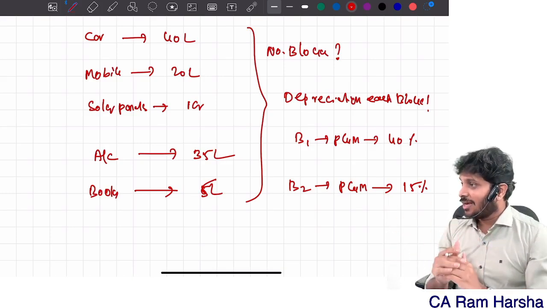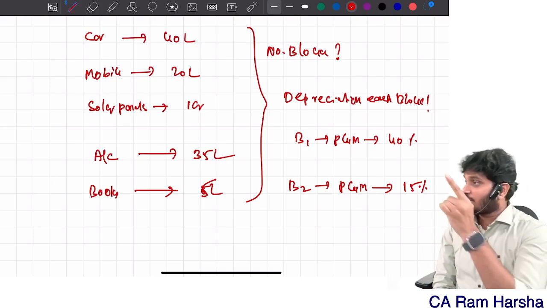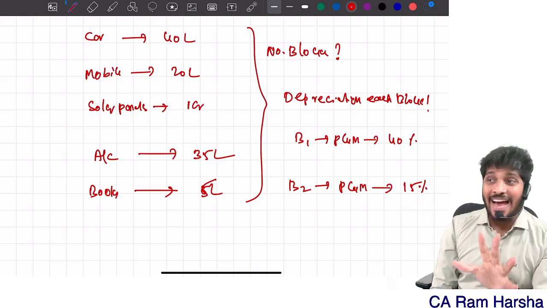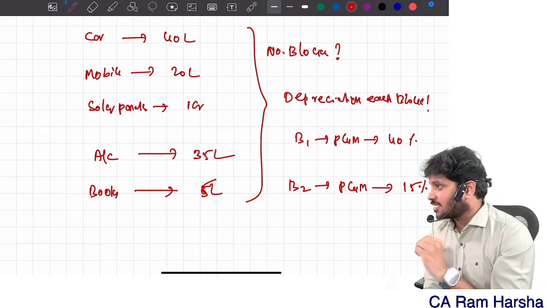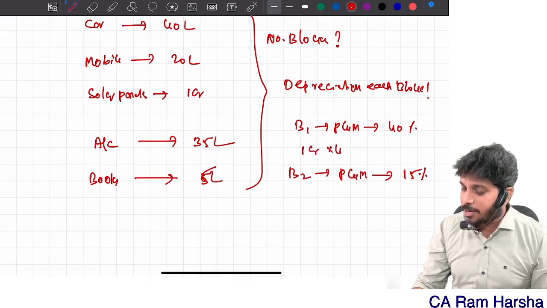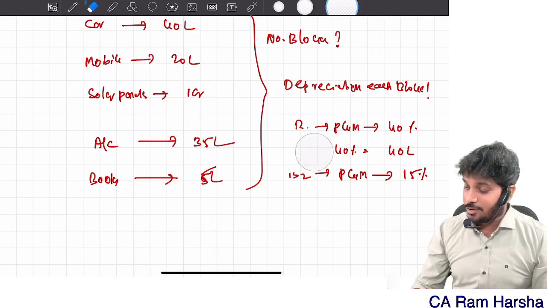Are you getting it? You should not call it computer block, ships block, or aeroplane block. Are you getting the point? It's a plant and machinery block carrying different rates of depreciation. Now, plant and machinery 40%, only 1 crore will come, multiplied by what rate of depreciation? 40%. What is the depreciation in block number 1? 40 lakh. Very good.